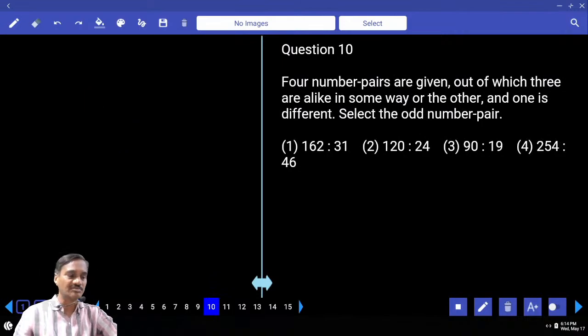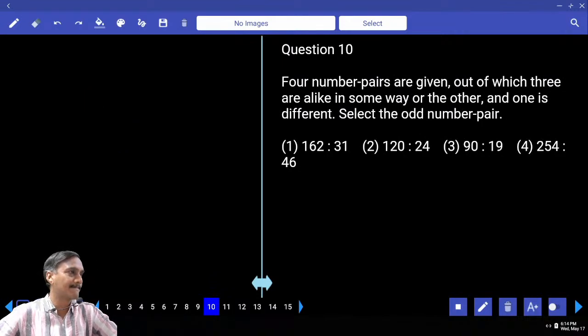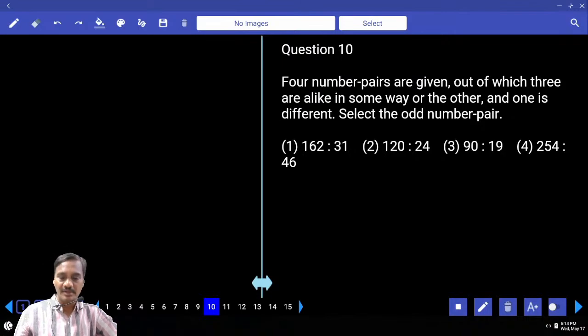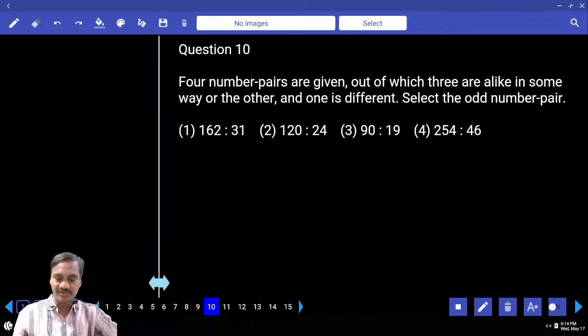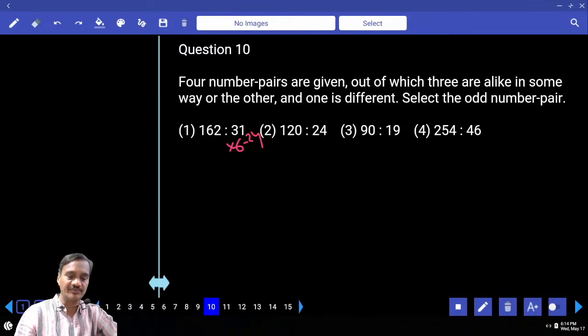Then coming to question number 10. Any answer to this question number 10? Now 31. Now 31 into how much? 31 into 6. How much is that? 31 into 6, 186 minus 24. 186 minus 24. And in the same way, 24 into 6. How much is that?